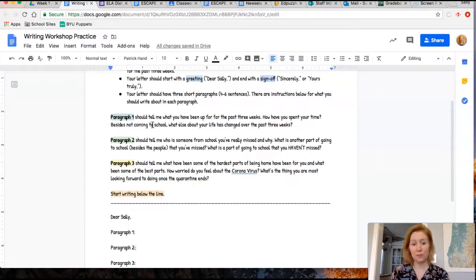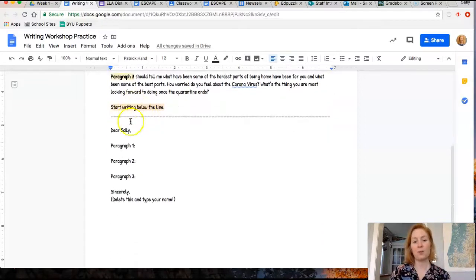Because that's real too. Paragraph 3 should tell me what have been some of the hardest parts of being home and some of the best parts. How worried do you feel about the coronavirus? How much has your mental health or your well-being or your anxiety been activated by this, or are you feeling pretty good? And what is something that you are looking forward to most once the quarantine ends?